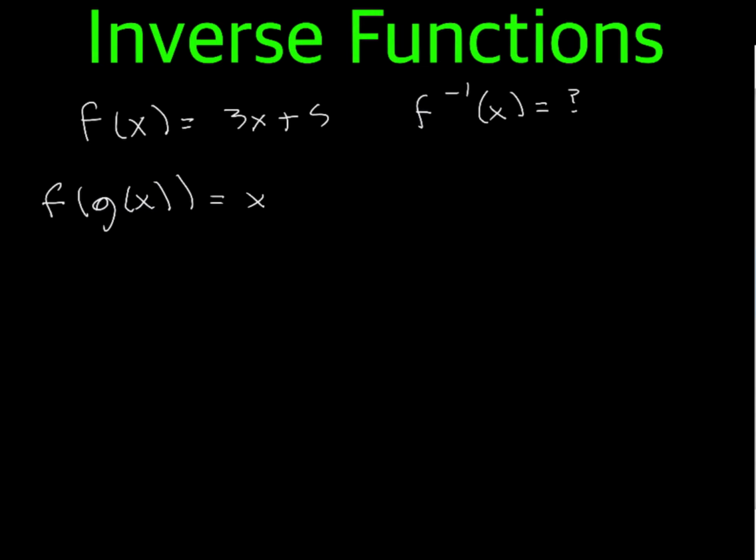But notice that f of x is 3x plus 5. So therefore, f of g of x is 3 g of x plus 5. And that's equal to x. And then we can solve for g of x to find that g of x is x minus 5 over 3.